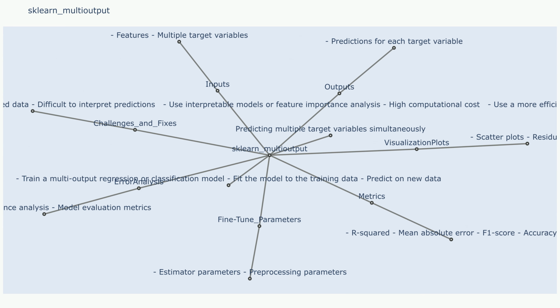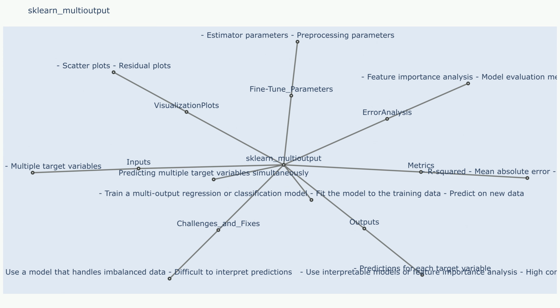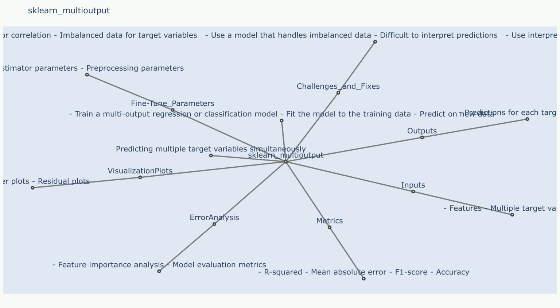Uncertainty methods. Uncertainty method 1. Explain in detail. Confidence intervals. You can calculate confidence intervals for each predicted target variable to estimate the uncertainty in the predictions. Uncertainty method 2. Explain in detail. Predictive variance. Some models provide a measure of the variance of the predictions, which can be used to assess the uncertainty.